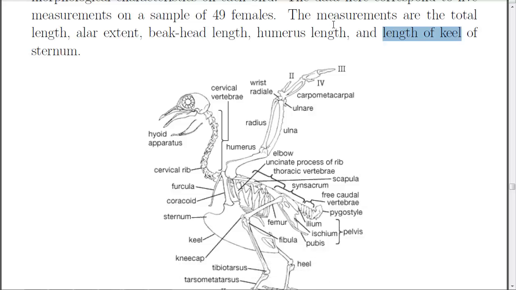So the total length variable, the head beak length, and the length of the keel all represent the length of the bird from nose to tail, and then the alar extent and the humerus length are describing the length of the wings.